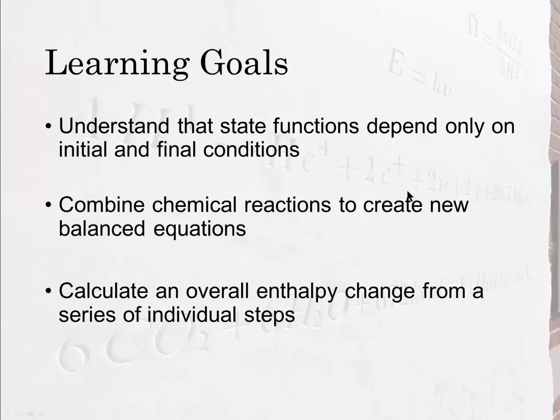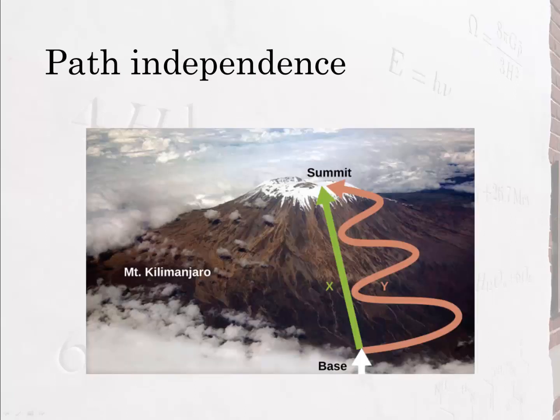After completing the assigned problems, you should understand that state functions depend only on initial and final conditions, not the path in between. You should be able to combine chemical reactions to create new balanced equations and calculate an overall enthalpy change from a series of individual steps.